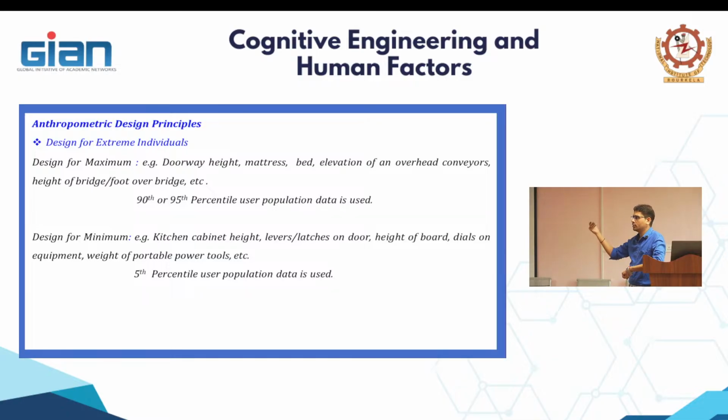So there are two different parameters in the door itself. One is the door height, another is the attachments or the interfaces associated with that door. So it requires both dimensions, design for maximum also, design for minimum also, correct.